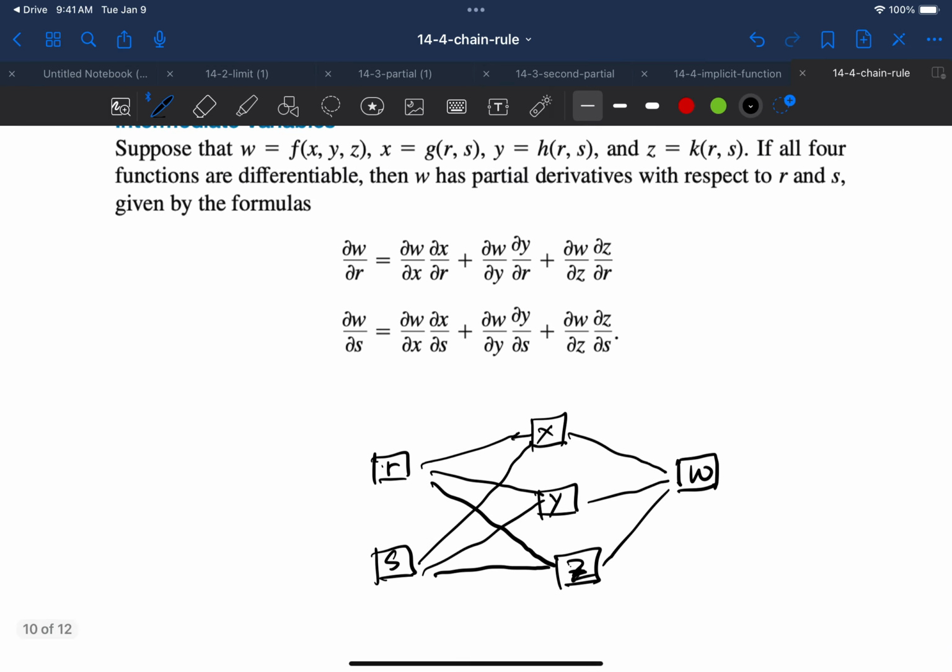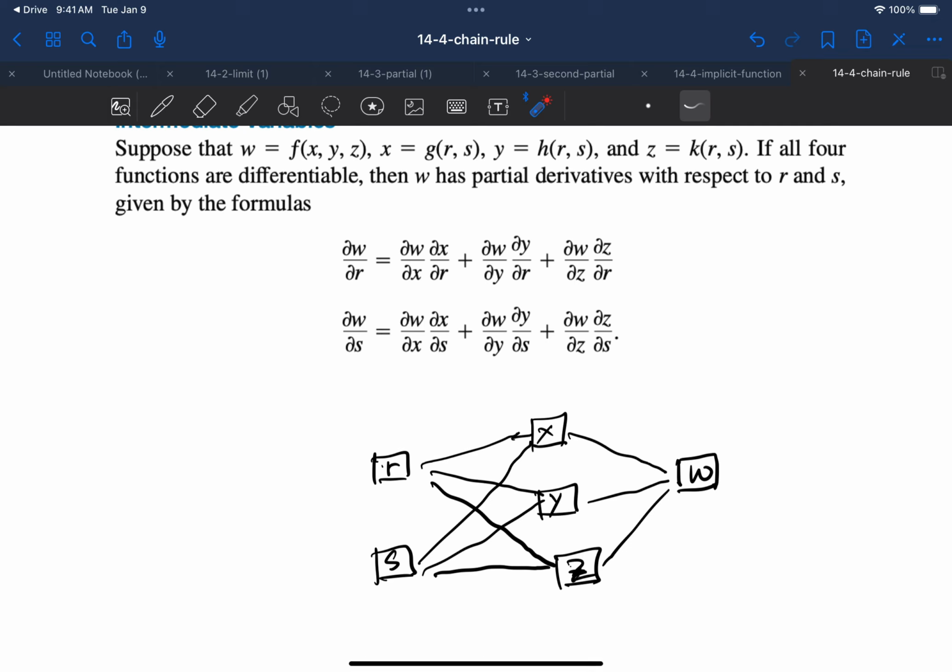So when I want to compute dw with respect to r, that means you're looking for the routes starting from r going to w. There are three possible ways you can reach w from r. So this link means wx here, and xr. Here's wx and here's xr. If you put them together, then we have this one, wx xr.